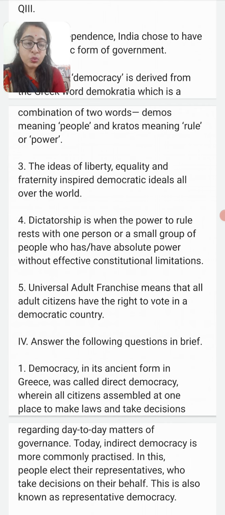Now, next question is what is meant by universal adult franchise? So, we have discussed in the class also what is universal adult franchise. It means that all adult citizens, that is, when they become 18 years or more, have the right to vote in a democratic country. This is called a universal adult franchise. Okay, now let's proceed to the question.